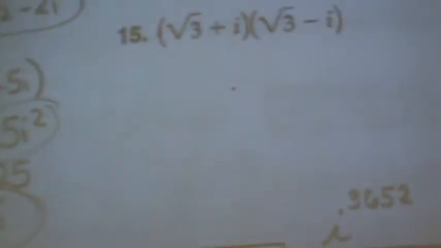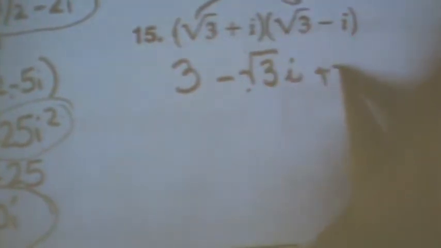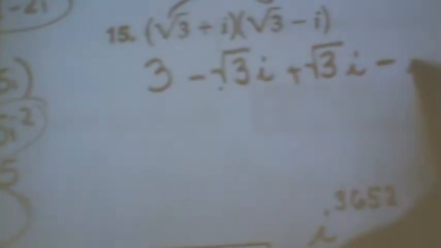And the last one in this set, root 3 times root 3 is root 9, or just plain old 3. Root 3 times negative i is negative root 3i. And then you have plus root 3i, and this is the difference of two perfect squares. Then minus i squared, which turns into plus 1. 3 and 1 is 4.